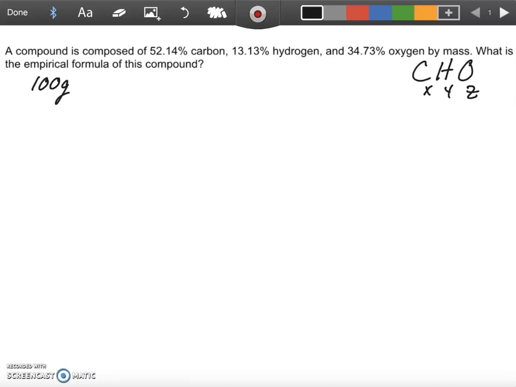52.14% of 100 grams is 52.14 grams. 13.13% of 100 grams is 13.13 grams. 34.73% of 100 grams is 34.73 grams. By assuming 100 grams, we are literally taking these percentages and converting them to grams, okay? Alright, now that all of these are grams up here, we can finally convert them to moles and then find the smallest ratio and calculate our empirical formula.